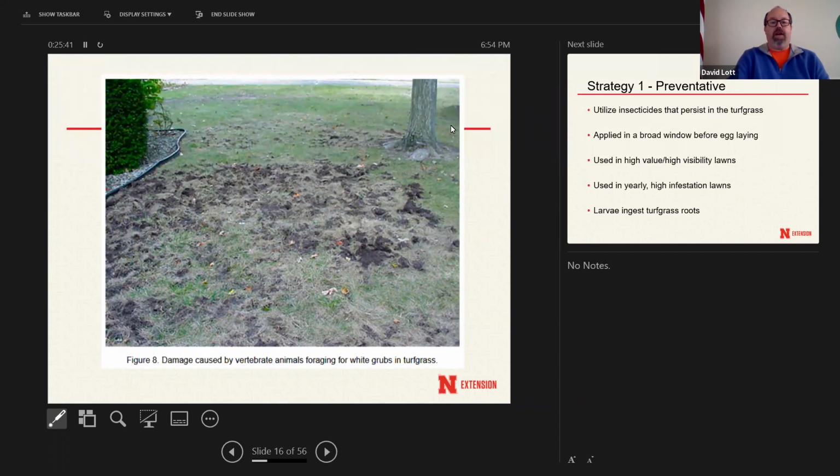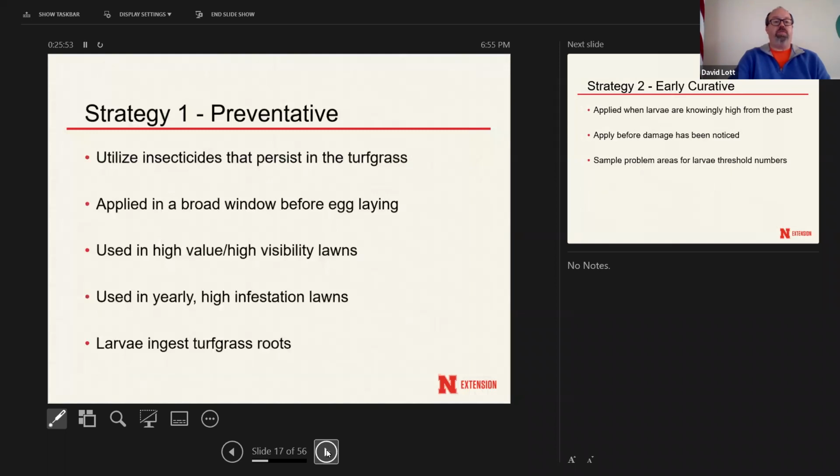So now, since we've seen what the damage can do, we're going to talk about what you do with treating them. So our next question is the strategy. Strategy one, this is working with your high-end landscapes that need that treatment early.